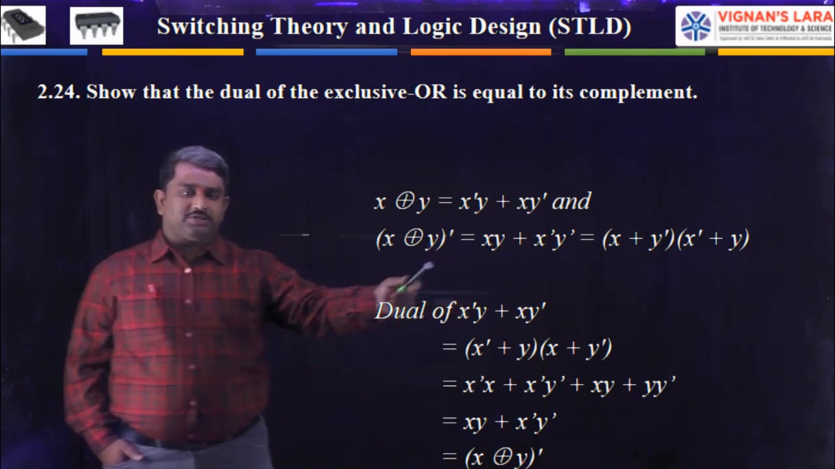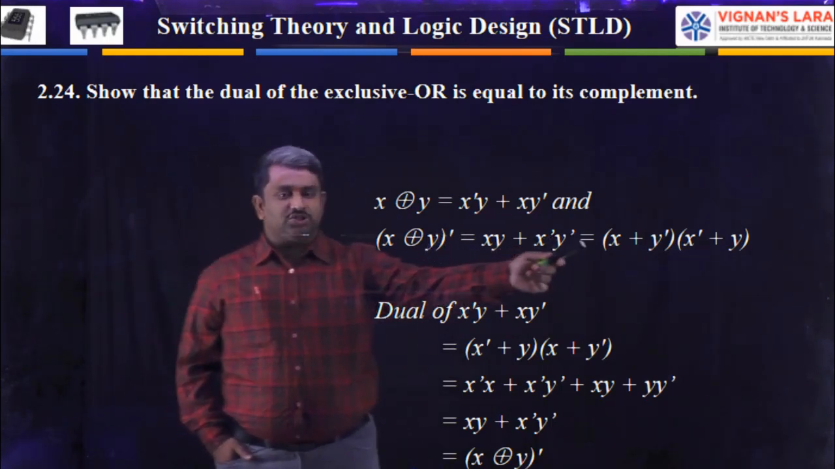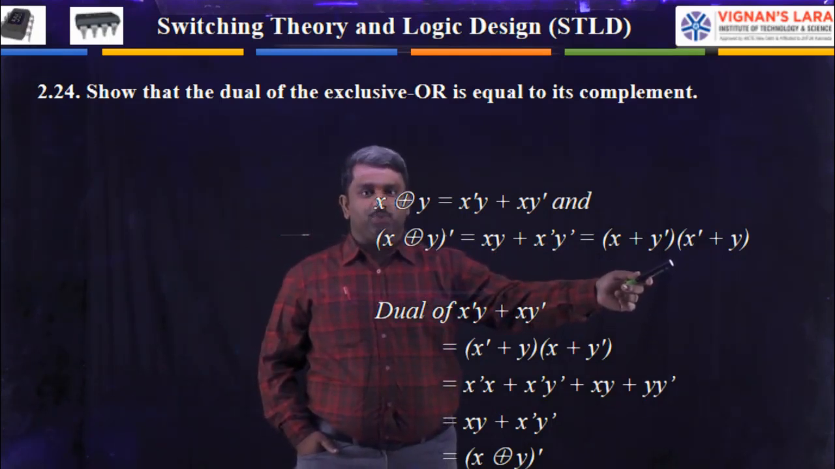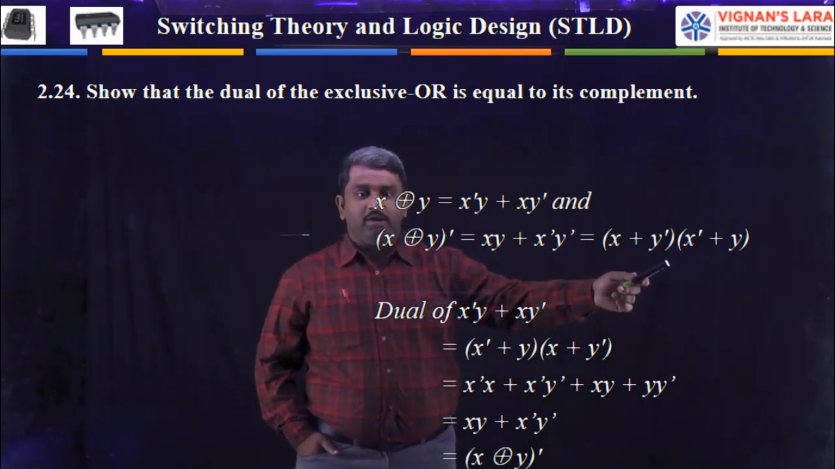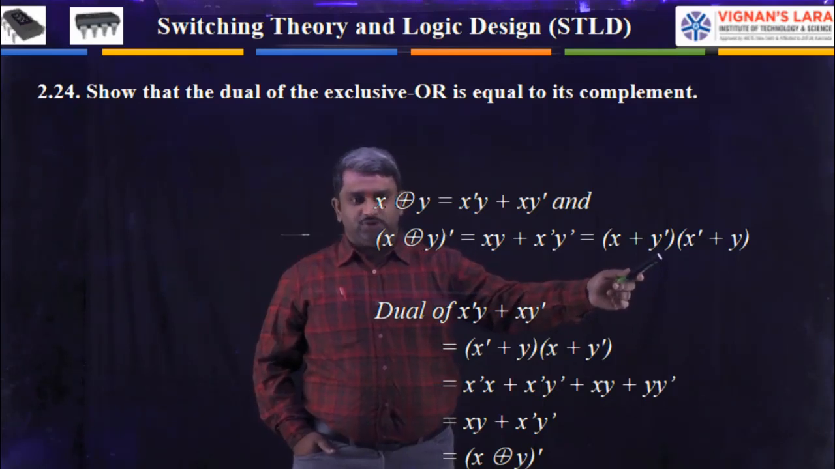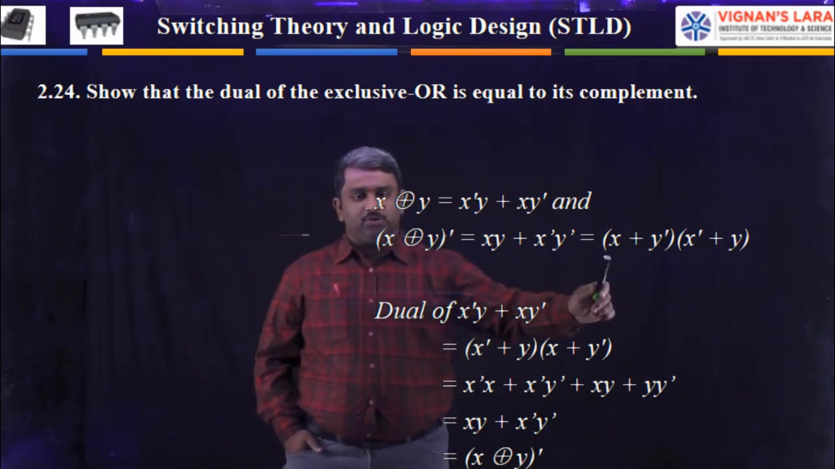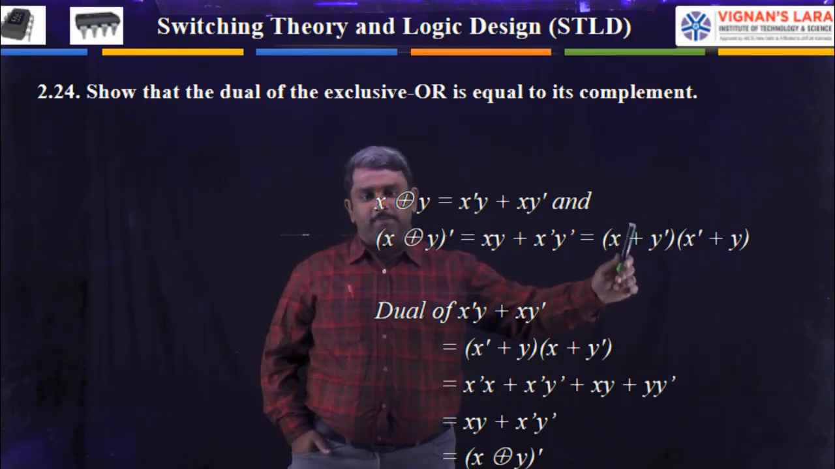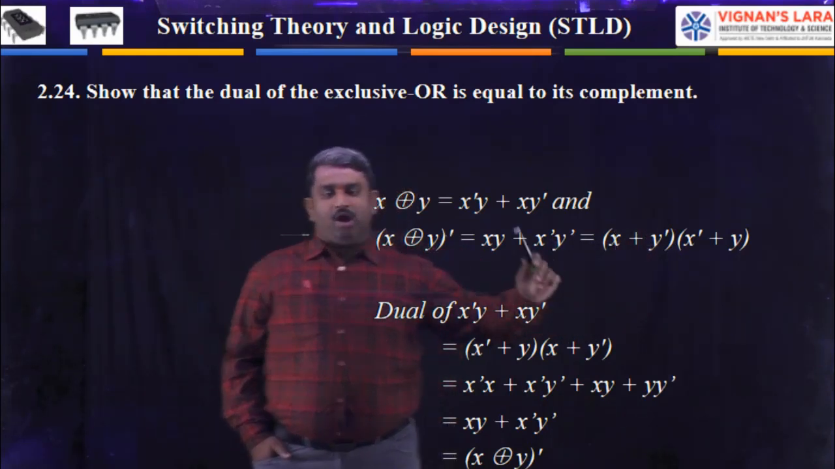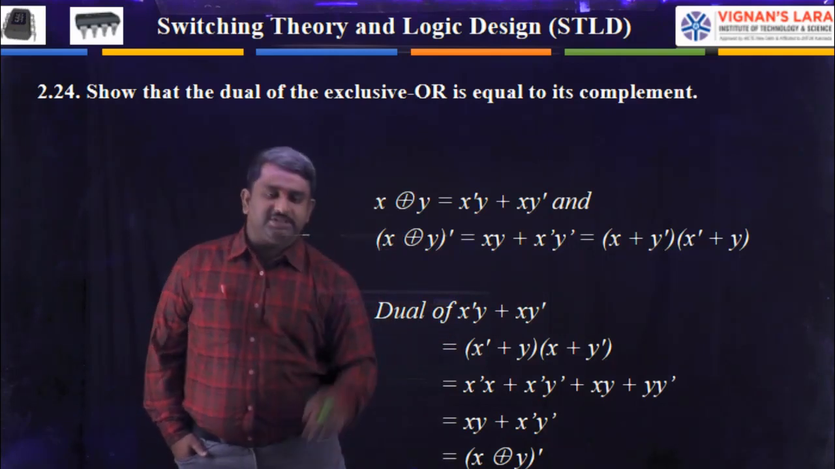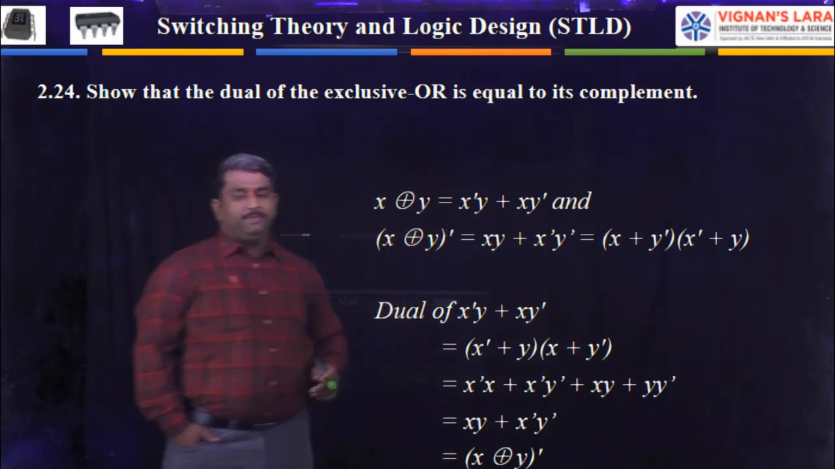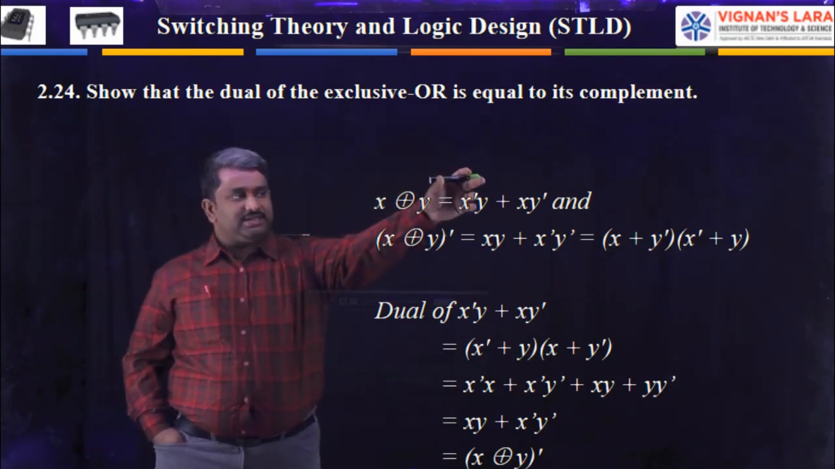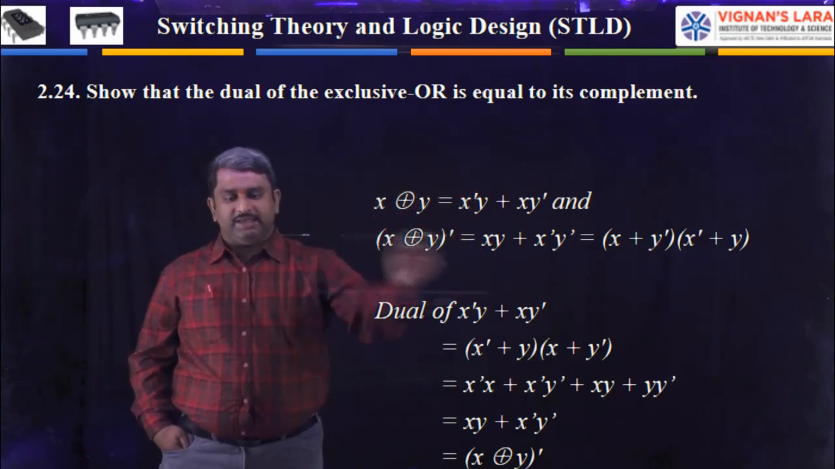That we can represent using the max term also. This is the max term explanation for the XOR operation: X plus Y bar, into X bar plus Y. You can multiply this one. So X into X bar plus XY plus Y bar into X bar plus Y bar Y. After simplifying this expression, you will get XY plus X bar Y bar. So the first one is the XOR function and the second one is the XOR function.